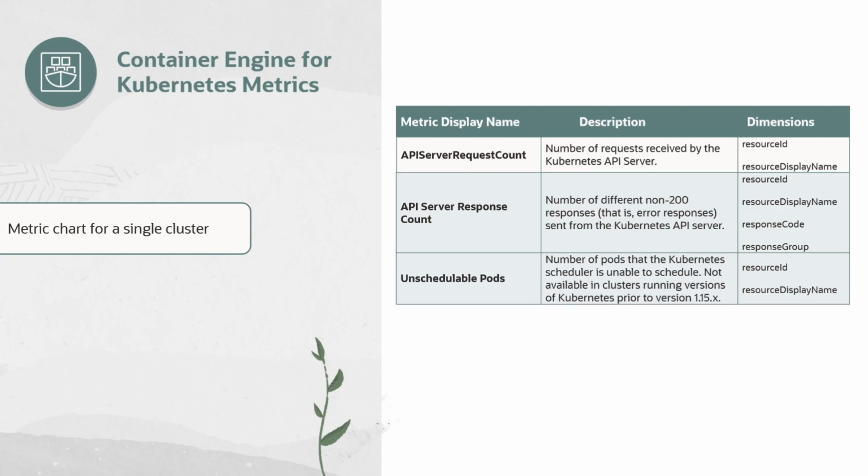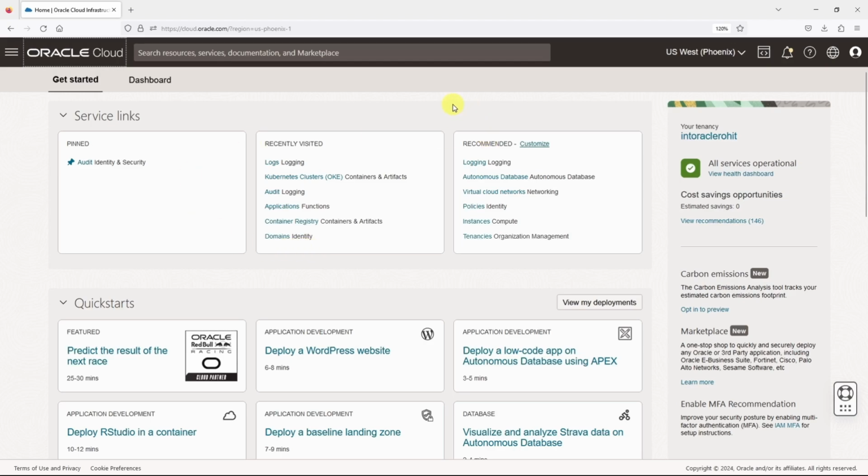And finally, we have the unschedulable pods. This metric indicates the number of pods that the Kubernetes scheduler is unable to schedule. Note that this metric is not available in clusters running versions of Kubernetes prior to version 1.15. I will now switch to the OCI console and we will take a practical look at the default metric charts available for a single Kubernetes cluster. I'm already logged into my OCI console.